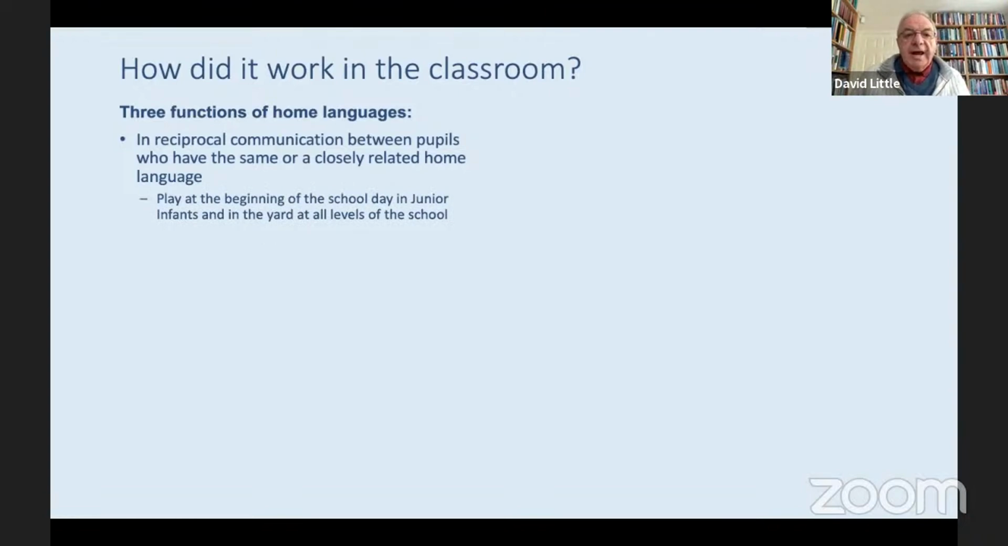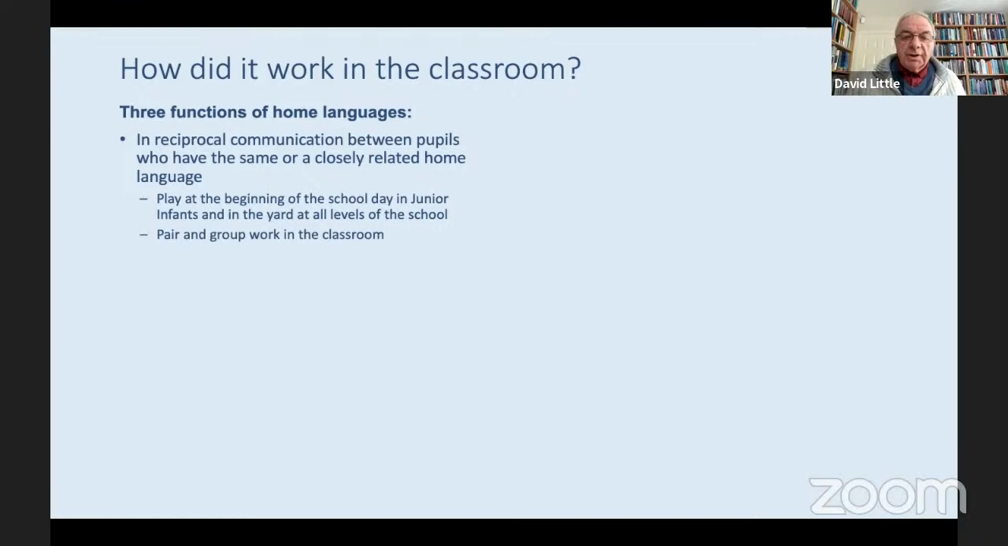In the period of play at the beginning of the school year, as the school day in junior infants, for example, pupils quickly worked out who spoke their language and began conversations. And this kind of communication was continued in the schoolyard during break times at all levels of the school. It was also used in pair and group work in the classroom.